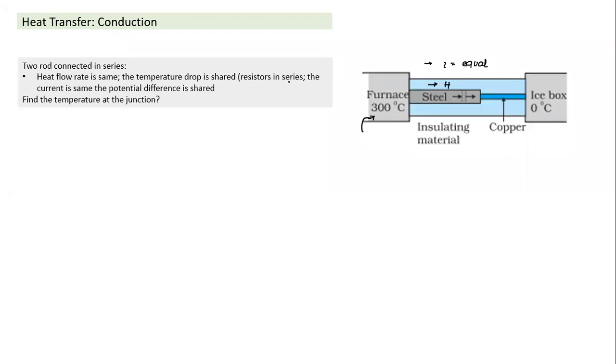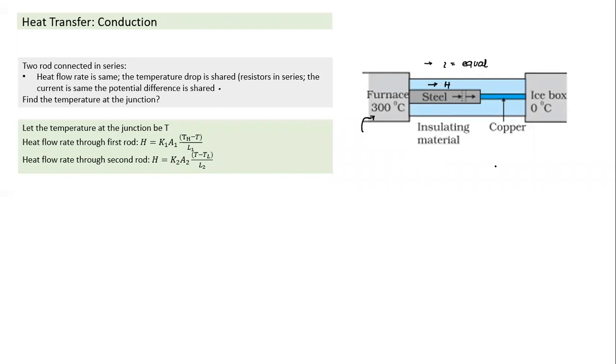It is similar to resistance in series. The current is the same and the potential difference is shared, in proportion to resistance. So where resistance is more, it needs more potential drop for the same amount of current to flow. Find the temperature at the junction. This is also a common kind of question, and we can solve it using the current electricity analogy.